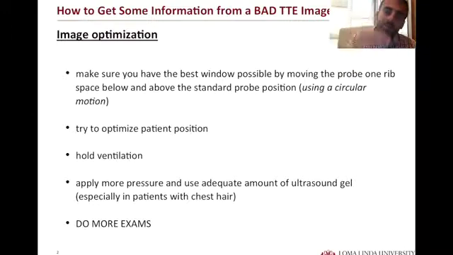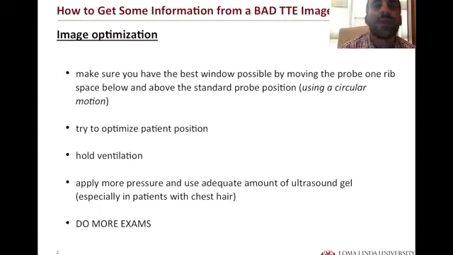Remembering to move in a circular fashion will allow you to get more precise localization and optimization of your probe, because you'll have that motor memory of reference of where you initiated. So rather than picking up the probe and placing it at a new location, moving in a circular fashion, one rib space above and one rib space below, is the appropriate technique to try to optimize your ultrasound window.